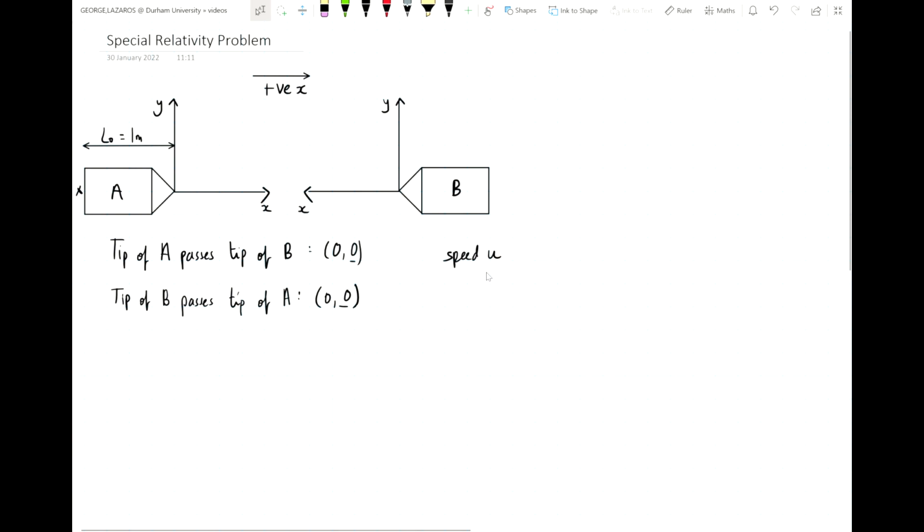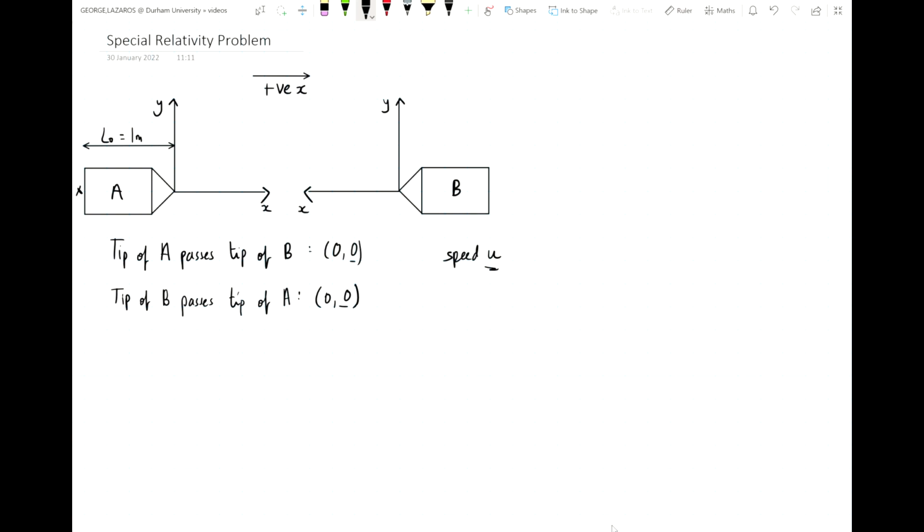So let's just set up the problem. As you can see from the diagram, we have two rockets, rocket A and rocket B, and they have a rest length L0 equal to 1 meter. So in this problem, they're both travelling towards each other along the x-axis, but they're slightly offset in the y direction to avoid a head-on collision. Each rocket sees the other approach it with a speed u, as written here.